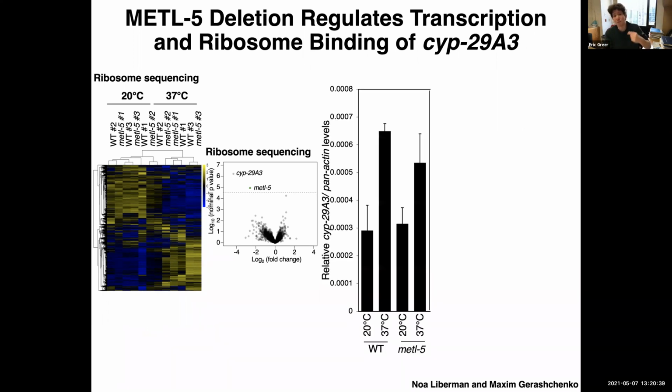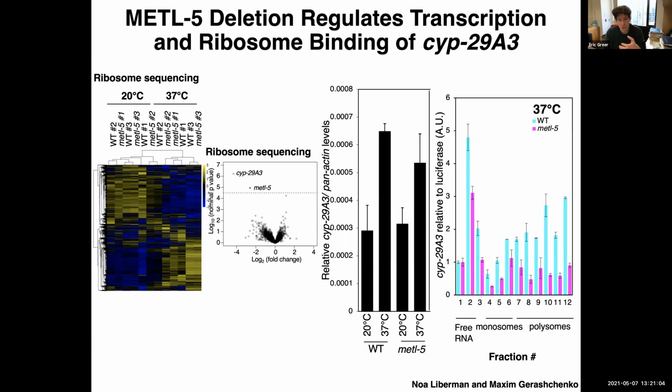So what Noah first did was she performed real-time RT-PCR to see if levels of the transcript of CYP29E3 changed in the METL5 background. We found that they didn't. Although CYP29E3 transcript levels increased in response to heat shock, they increased to the same amount in the wild type and the METL5 mutant background. Noah also performed polysome profiling followed by RT-PCR, and she was able to validate the results of the ribosome sequencing, that there was indeed an increased binding of the ribosome to this one transcript, CYP29E3, under these heat stress conditions, which we didn't observe in the METL5 mutant worms. So our ribosome sequencing data, at least for this gene, was validated.